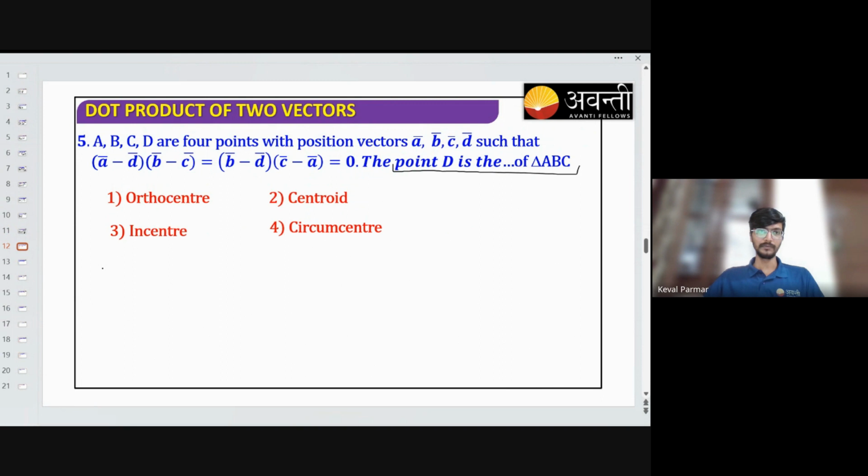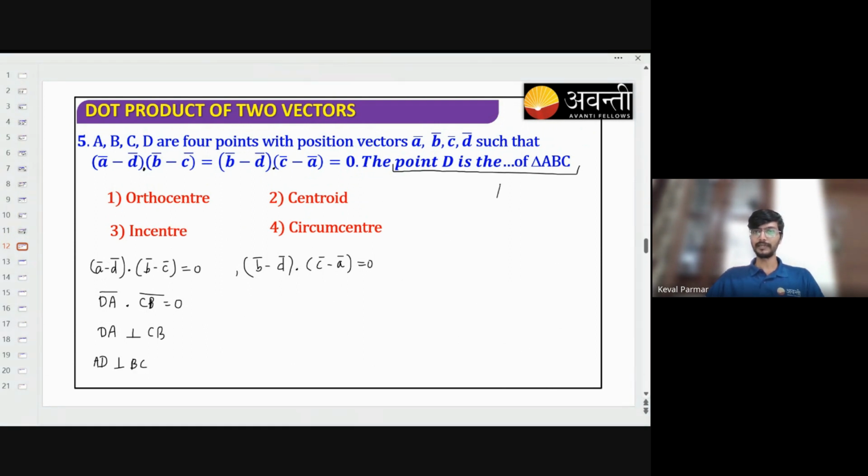So, let's write the given condition. Here it is the dot product. So the given condition is A vector minus D vector dot B vector minus C vector is equal to 0, and B vector minus D vector dot C vector minus A vector is equal to 0. So this, see, I can write as DA vector dot CB vector is equal to 0. That means DA is perpendicular to CB, or you can say AD is perpendicular to BC.